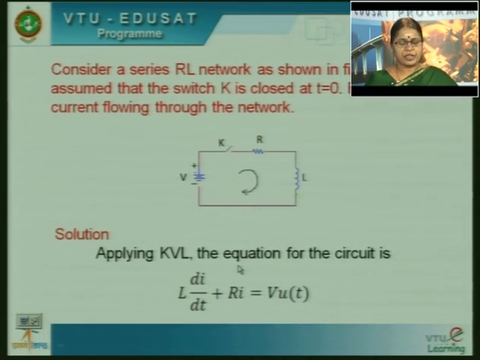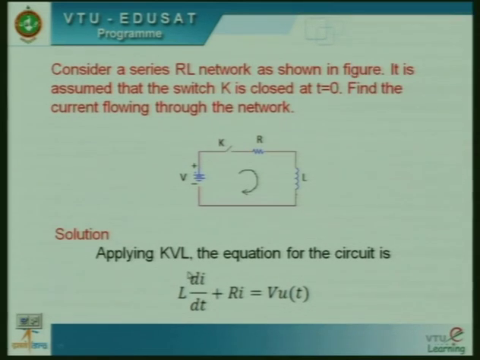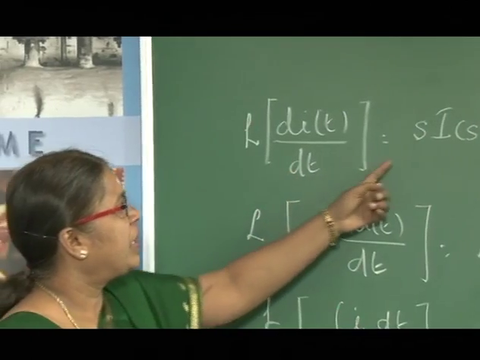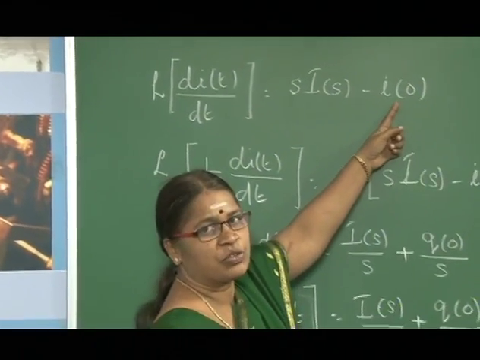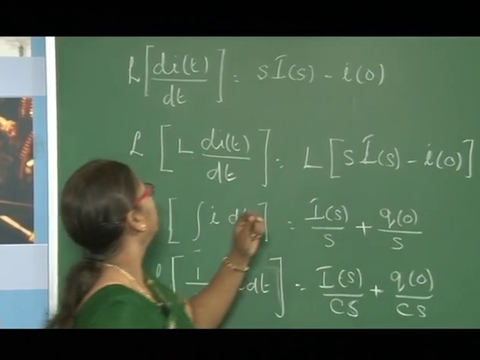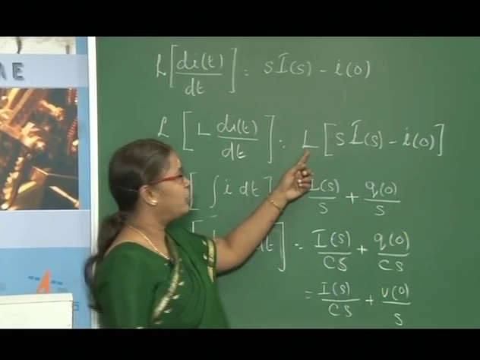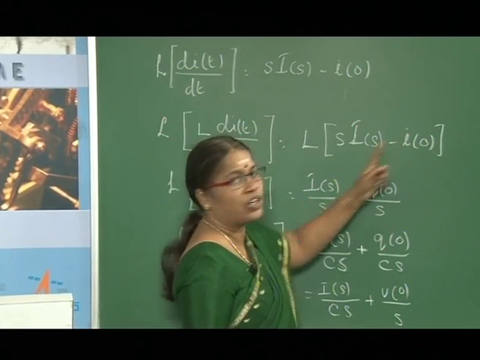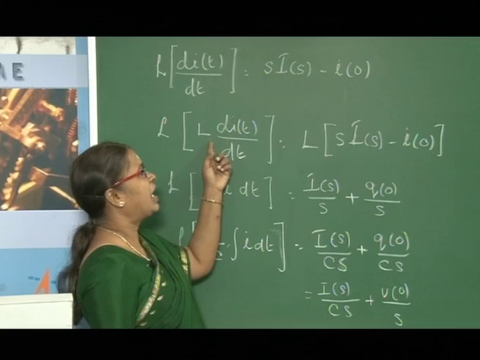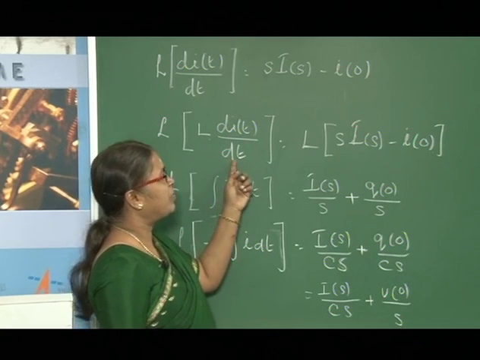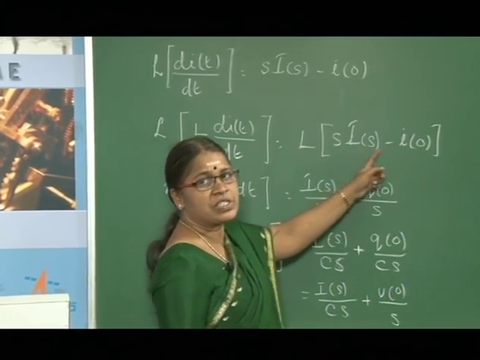Now, let us try to find the Laplace transform of this equation. To do that, we must know the Laplace transform of L di by dt. How do we find it? We know the Laplace transform of di by dt is given by s into I of s minus I of 0. I of 0 is the initial value of current. So, the Laplace transform of L into di by dt is L into s into I of s minus I of 0.